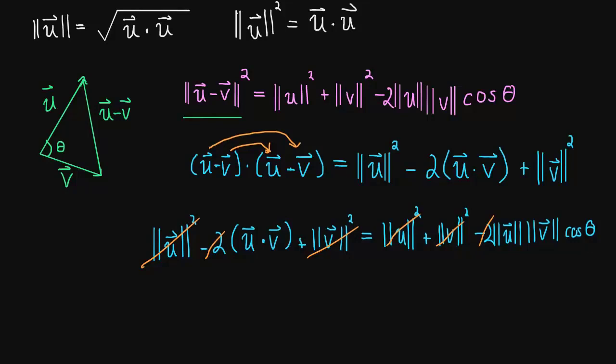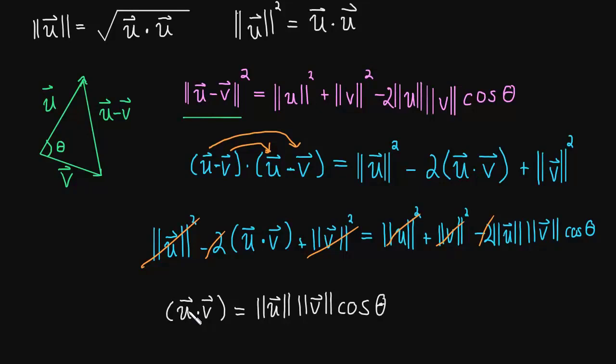And what do we end up with after we do all that crazy cancellation? Well, we just end up with u dot v on this side is equal to the length of u times the length of v times the cosine of the angle between them. And now that is really cool because as long as we're given the vectors u and v, we could figure out what u dot v is based on the definition, sum up the products of the components.